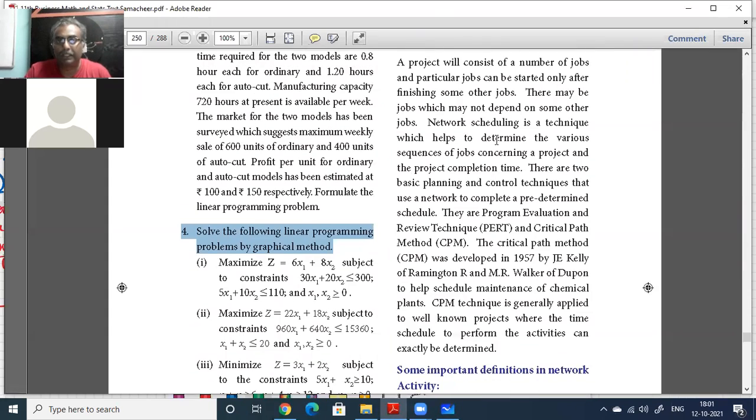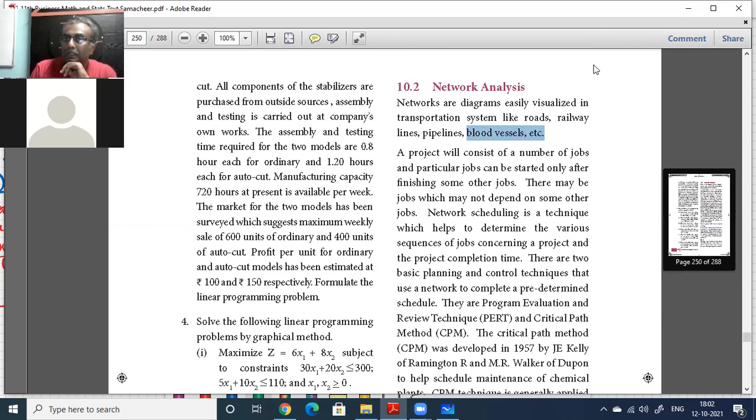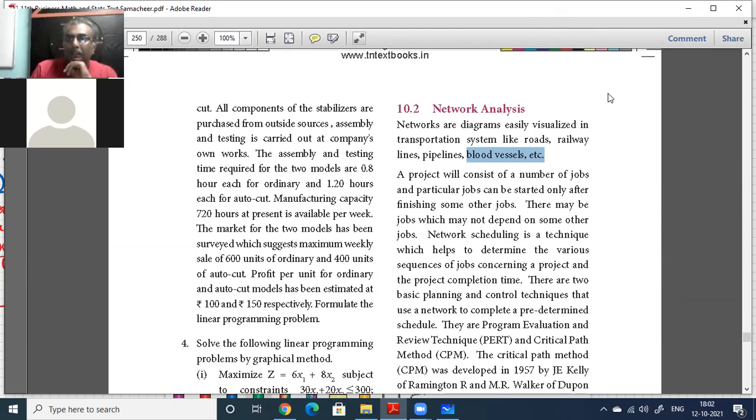We'll just start something in network analysis. Networks are diagrams which are usually visualized in transportation systems like roads, railway lines, pipelines, blood vessels, etc. He's trying to give some examples of what a network is. Railway line will be like that. Road networks, when you look in Google Maps, you can see the road networks. It will go this way, that way.